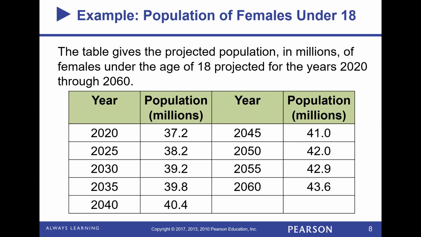Okay, so let's try this out. We're going to take the following table, and it's going to give our projected population in millions of females under the age of 18, and we're going to project for the years between 2020 through 2060.